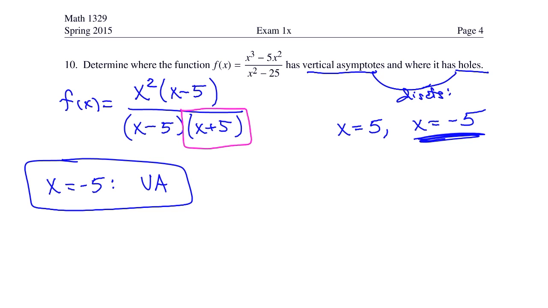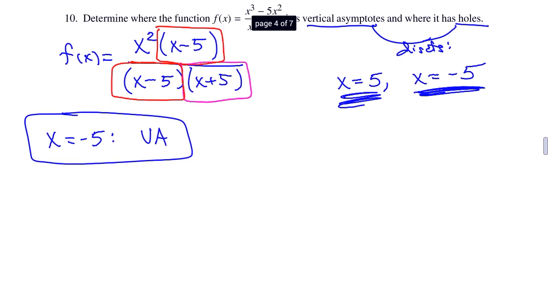Next, let's look at x is equal to 5. The factor that created the discontinuity of x equals 5 is x minus 5. But there is also an x minus 5 factor in the numerator. So we need to take the limit. Because there is a factor in both the top and the bottom, we do not immediately know whether or not it is a vertical asymptote or a hole. So the trick here is to take the limit as x goes to that number.